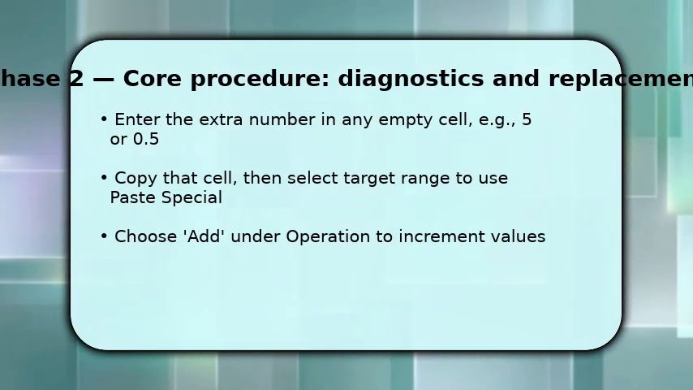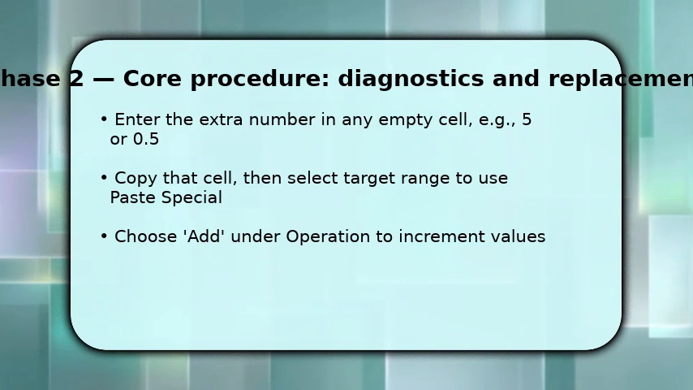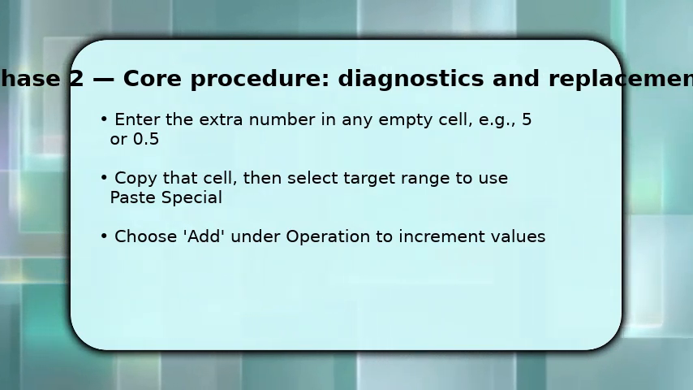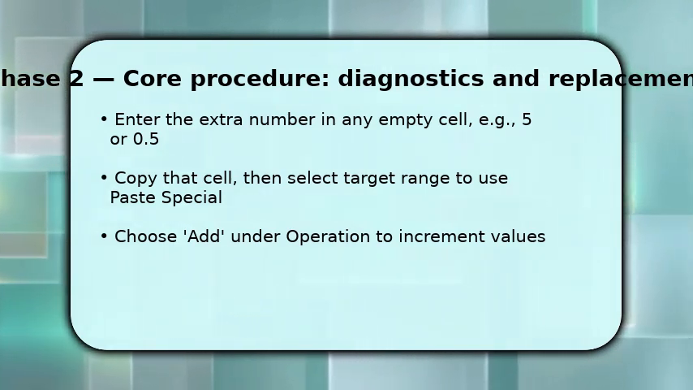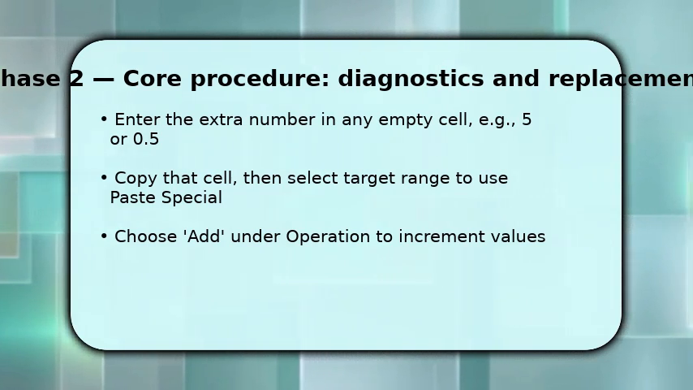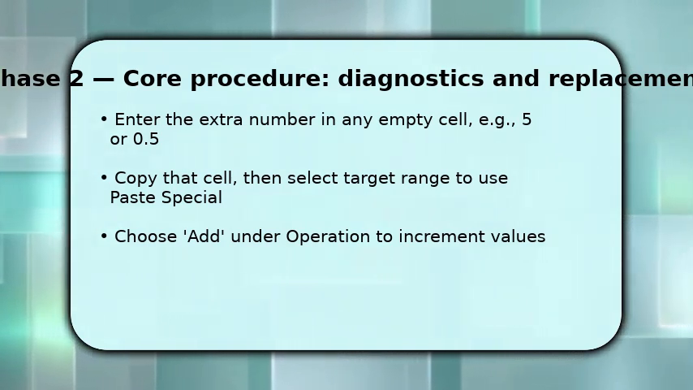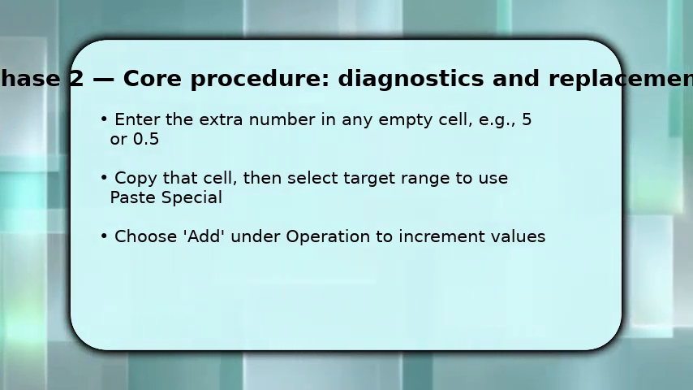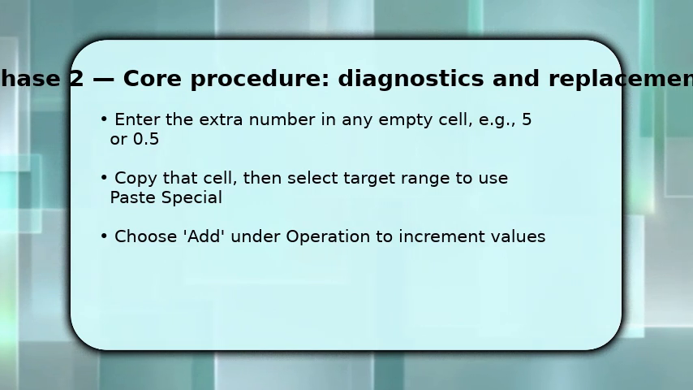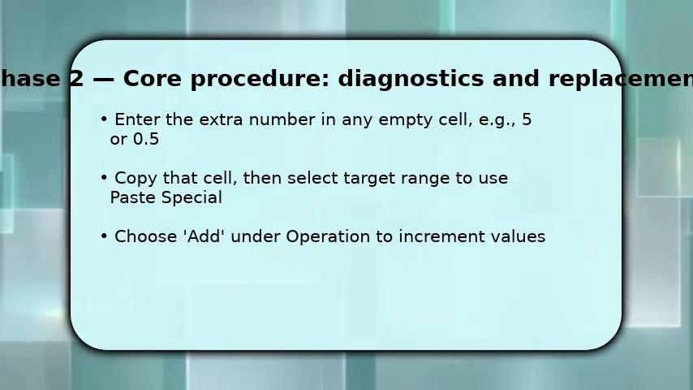Now perform the main operation. Put the extra number in a spare cell, for example, type 0.5, and press Enter. Next, copy that single cell with Ctrl plus C. Select your original target range again, then open Paste Special Ctrl plus Alt plus V and pick Operation Add.